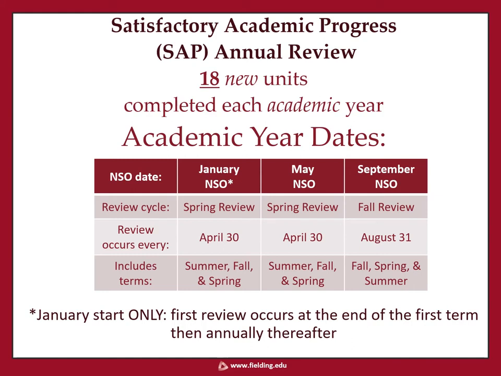Remember that only completed courses count toward the required 18 units. Taking an incomplete in the term before your review may mean not completing enough units to make SAP. Check in with your GPA if you're considering taking an incomplete in the final term of your review year.